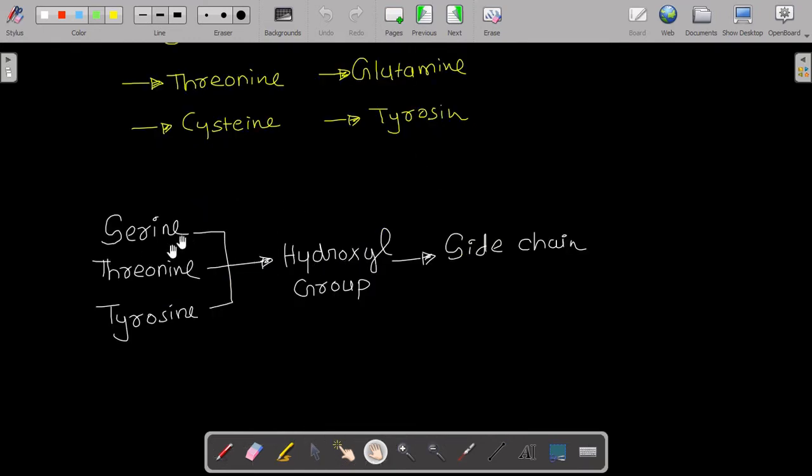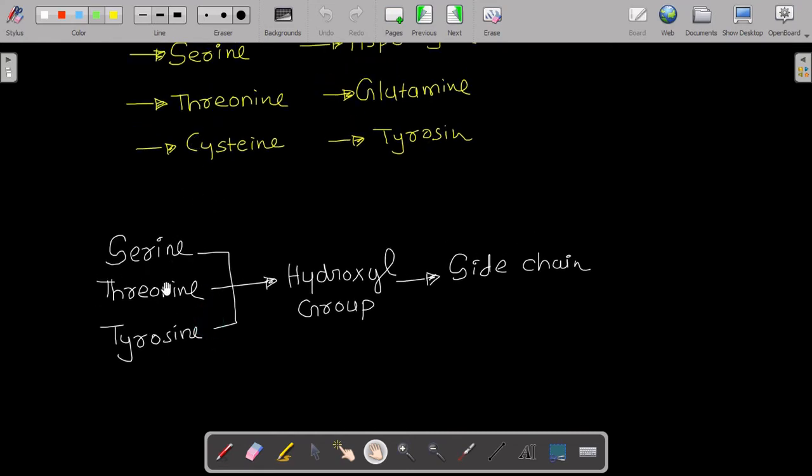Now, serine, threonine, and tyrosine. Out of these, serine, threonine, and tyrosine have a hydroxyl group in their side chains.